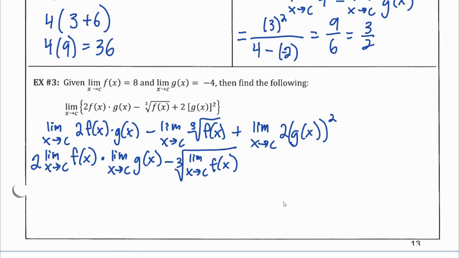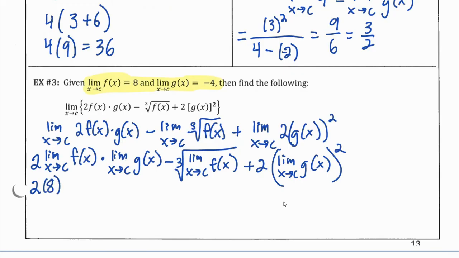And then that third piece, we have a coefficient of 2, and then we're also going to raise the whole limit to the second power. So we're going to do 2 out front, and then this whole limit, this entire thing squared. So now we can plug in, and this time we're plugging in with these numbers. So I'm going to do 2. The limit as x approaches c of f of x is 8. And I'm multiplying by negative 4.